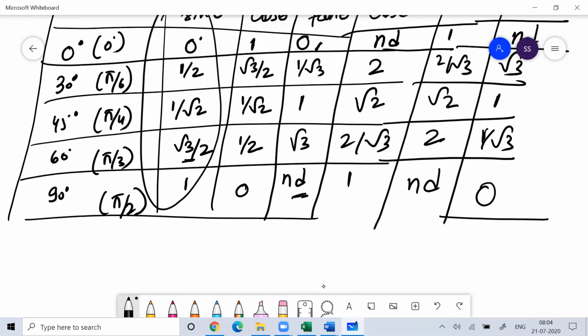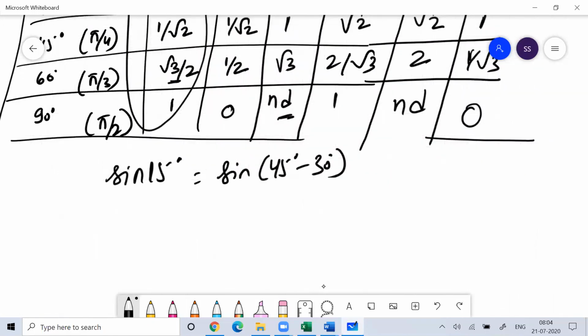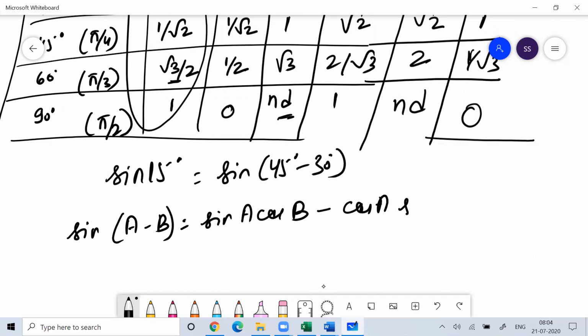Similarly, if I ask you what is sine 15 degree, you can write sine 15 degree as sine of 45 degree minus 30 degree. Then solve both. So this is a formula called sine A minus B. That means sine A cos B minus cos A sine B.